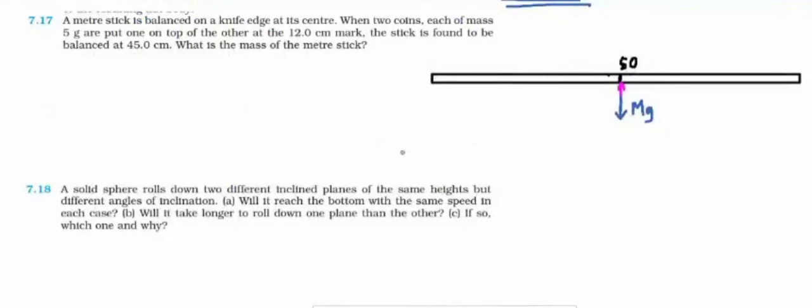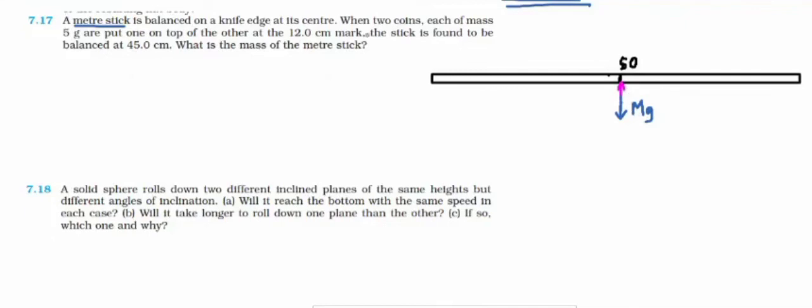Now, next we have another question. A meter stick. Meter stick means the total length is 100 centimeter. It is balanced on a knife at its center, which means its center of gravity is here, and its whole weight is acting through the center of gravity G. So if you give a support upward here, you can balance the meter stick.